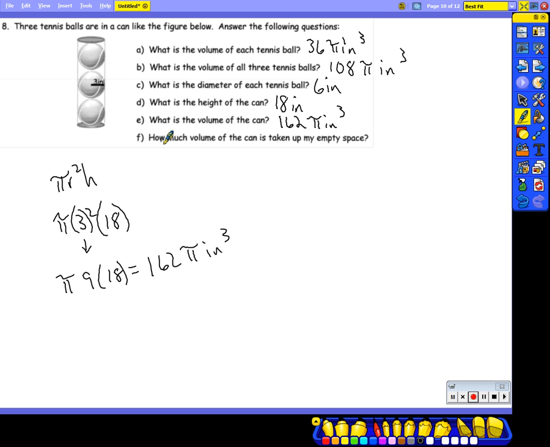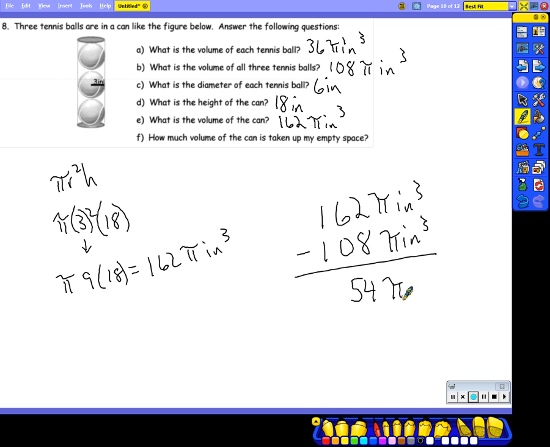The very last question is, how much volume of the can is taken up by empty space? So if the volume of the can is this much, and then the volume taken up by the balls is this much, someone tell me, how would I find out how much is empty space? I would subtract them. Good job. So I'm going to subtract them, and someone tell me what's my final answer for how much empty space is in there. Does anyone in here know? 54, that's right. Good job. I would subtract it, and I would get 54 pi inches cubed. Don't forget about the pi, okay? He's always there. So that is the answer to the very last question.